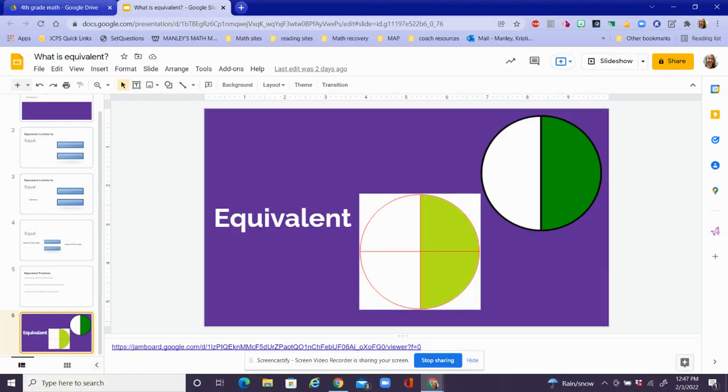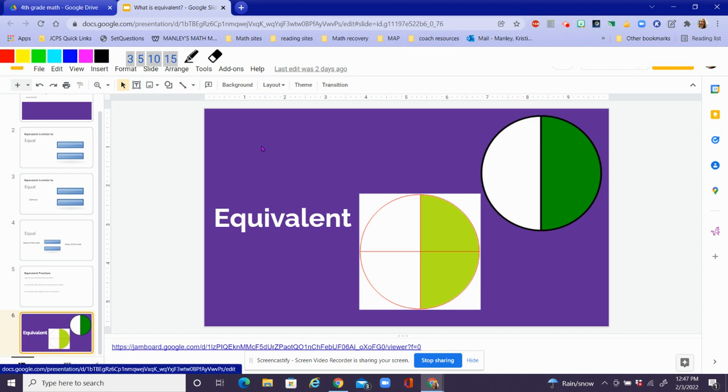Now, so I can use my pen. That means that 1/2, with my circles, because we're talking about the same whole, is the same as 2/4.